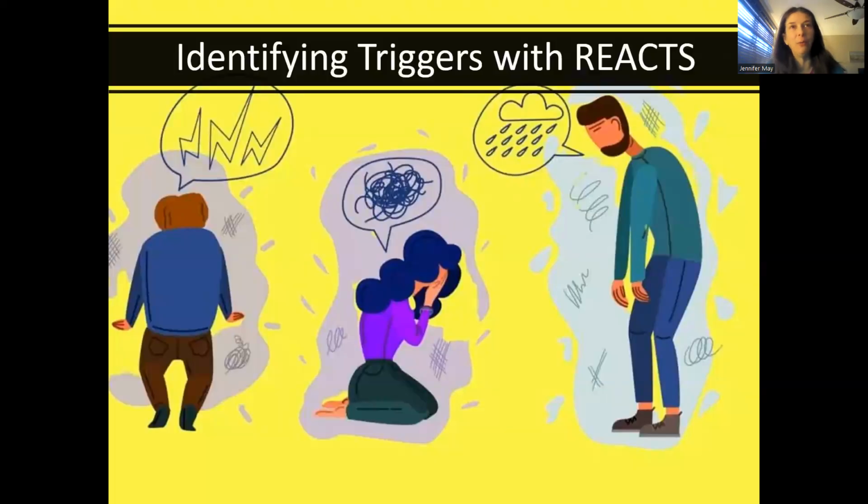So you could think about the word reacts as if we're looking at our reaction to something. So what are the ways we react to things? We could look at this acronym here.